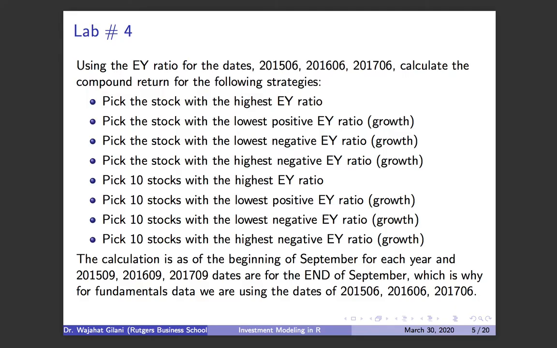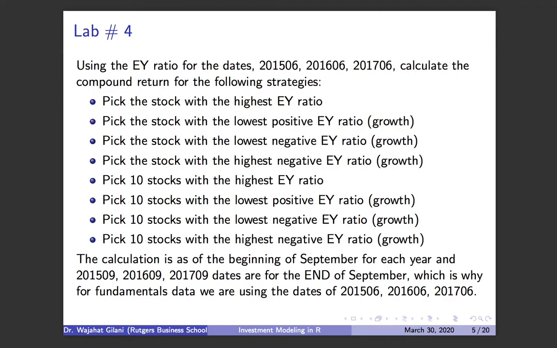And obviously in the fourth strategy, when I say highest negative EY ratio, what I'm really saying is I want the negative EY ratio that is furthest from 0, right? So the smallest negative number for EY ratio, okay? So again, I apologize for 3 and 4. So that's basically the 4 strategies we want to test. We're picking one stock each.